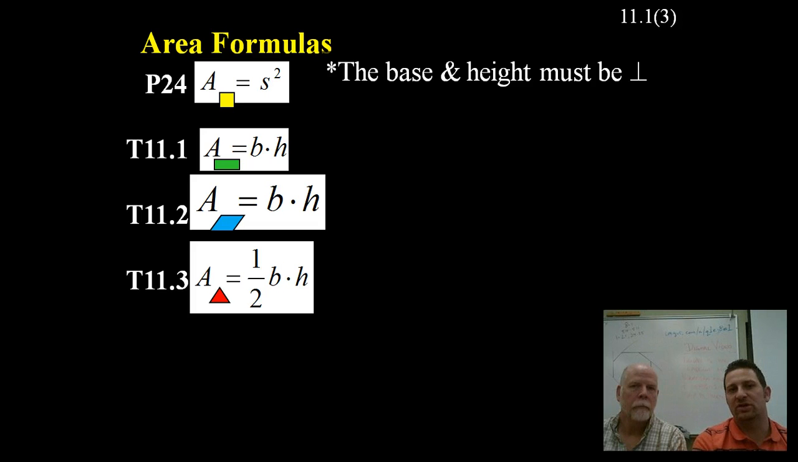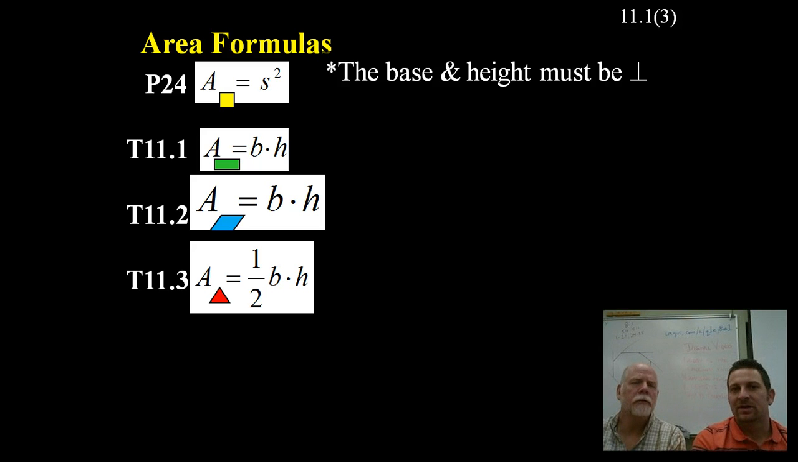Big thing to remember here, as you see with the asterisk, is up there it says the base and the height must be perpendicular. This is specifically important for your parallelogram and your triangle, or any trapezoid when we get there. You got to remember that the base and the height must be perpendicular to one another. With a rectangle and a square, that's easy to see because where the corners are, you have a perpendicular.